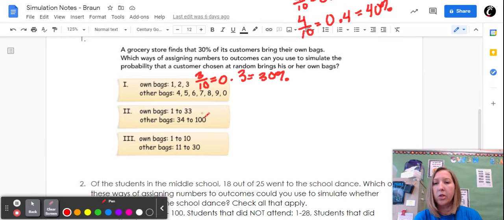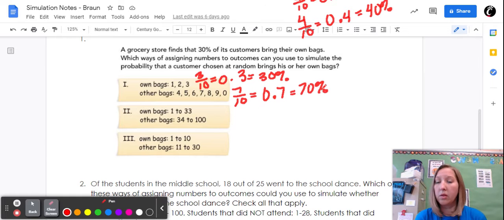we were talking about. So we want to check this bottom part, the people that are using the other bags. So now if we look at that, we have 1, 2, 3, 4, 5, 6, 7 out of 10, which would be 0.7, which would be 70% who do not use their own bags, that would use other bags. So according to this, and according to how we have this set up, this would definitely match what we found up above in the problem, that 30% of customers bring their own bags.